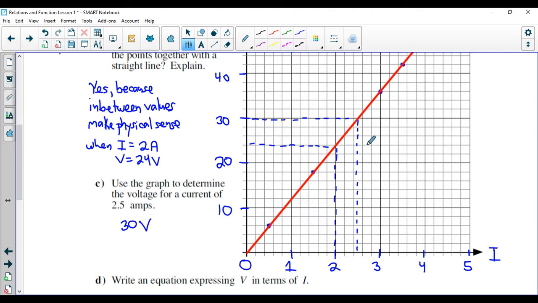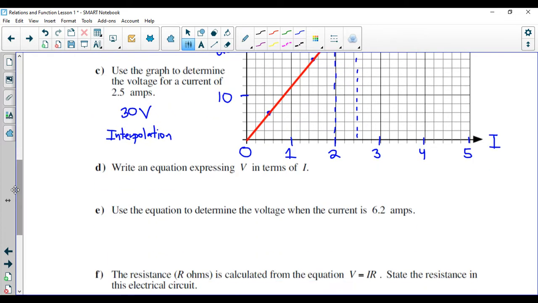By the way, when I use the line to figure out in-between data points, this is referred to as an interpolation of the data. So interpolation is that we're just using a line drawn as a line of best fit through these points to figure out an in-between value. That's referred to as interpolation.